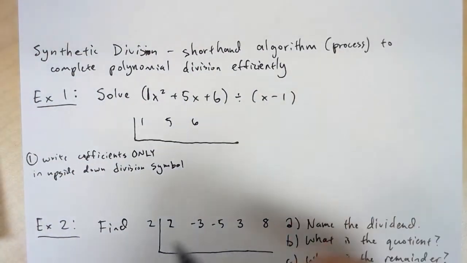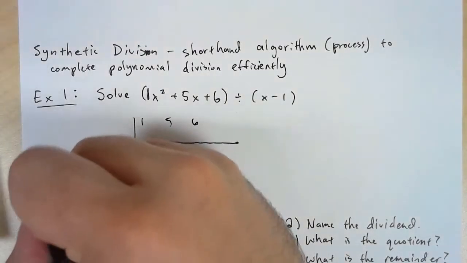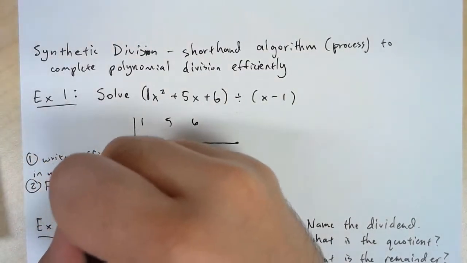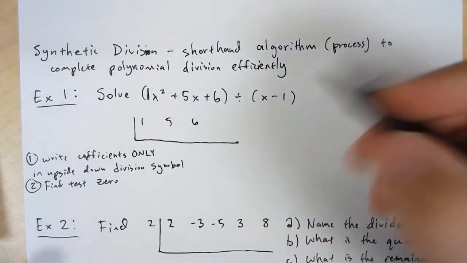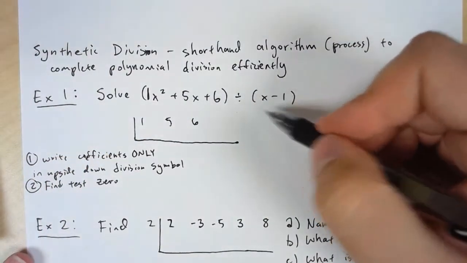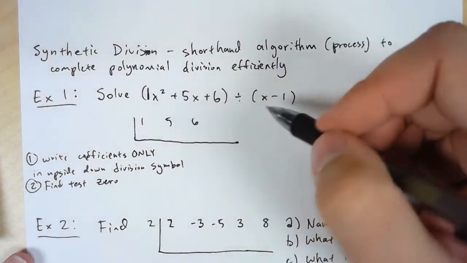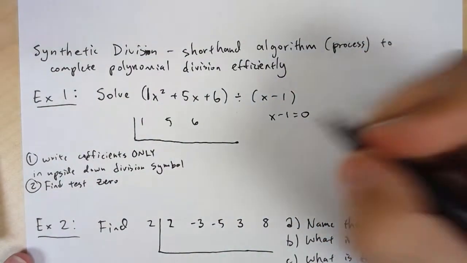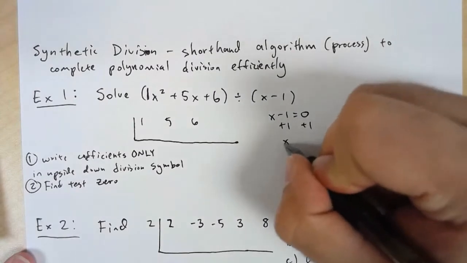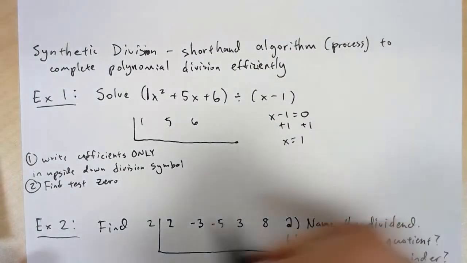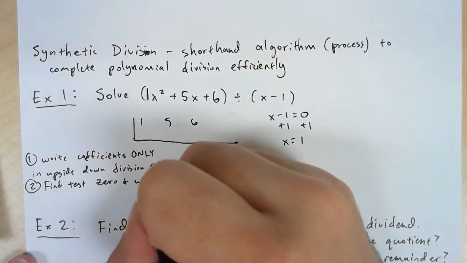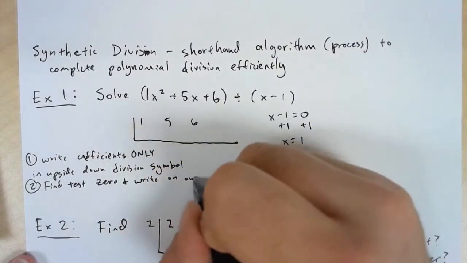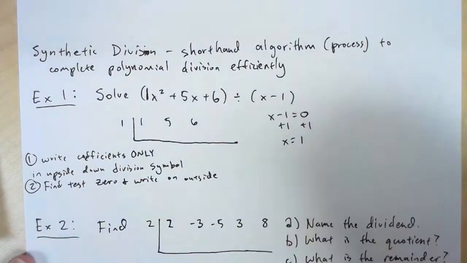And then the second thing we've got to do is find our test 0. What I mean by test 0 is we take whatever our divisor is, whatever we're dividing the dividend by, set that equal to 0, and solve for the variable. In this case it's x. We add 1 to both sides, and then x equals 1. We're going to write that 0 on the outside, so we'll put a 1 right there.